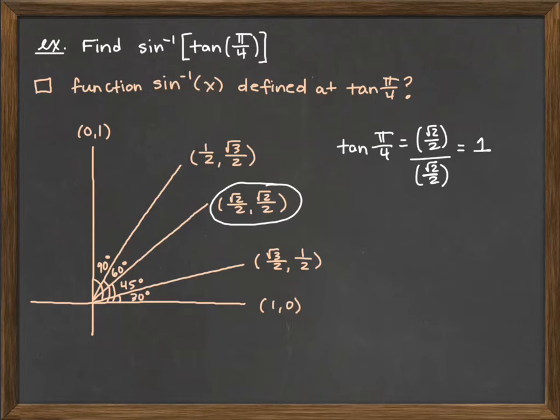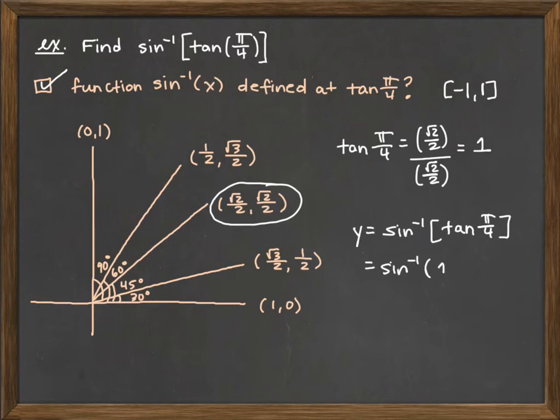So the question is, is our function defined at 1? Well, once again, the domain is -1 to 1. It includes these endpoints, so it is defined there. So now what we're trying to find is the answer of y equals sine inverse of tangent of pi over 4, which is the same thing as y equals sine inverse of 1.